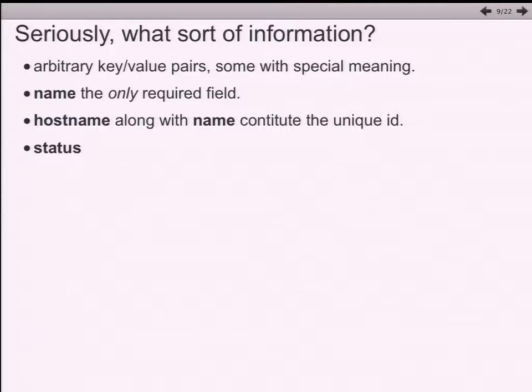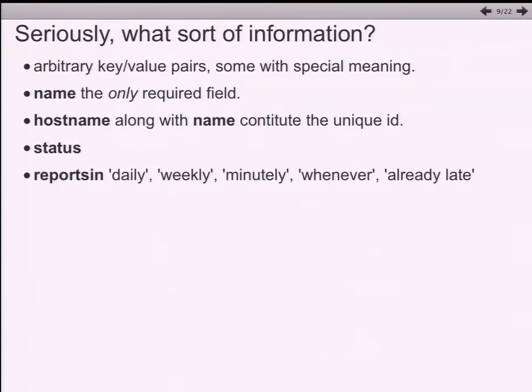Host name is optional, but if you include it, it counts as part of the unique ID of the task. So if a task is being sent in every day, the host name plus the name is the ID of the task. If you don't provide a host name, then the host name just is ignored. The status is optional. I went with Nagios statuses. Basically, okay means everything's fine, and anything else means you probably want to look at it.